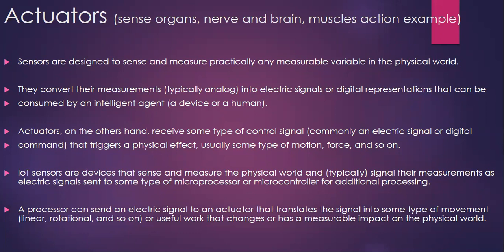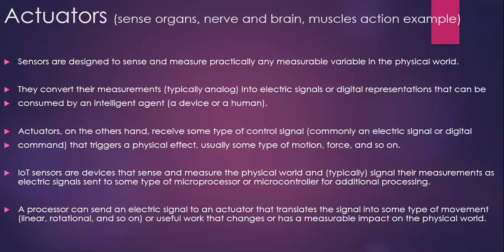So that is the job of the actuator. Now, IoT sensors are devices that sense and measure the physical world, and typically the measurements are sent as electrical signals to some type of microprocessor or microcontroller for additional processing. Same thing we are explaining again. Here, instead of depending only on the analytics or processing level, we transport this information from the sensor level to the microprocessor or microcontroller for additional processing.